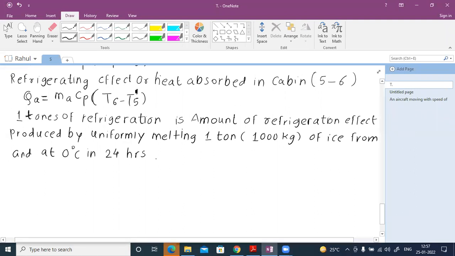How much time is given? Within 24 hours. Within 24 hours, you need to melt 1,000 kg of ice at 0 degrees Celsius. We have sufficient time, 24 hours, to melt 1,000 kg of ice at 0 degrees Celsius. So whatever refrigerating effect is produced, it will be 1 ton. Right?